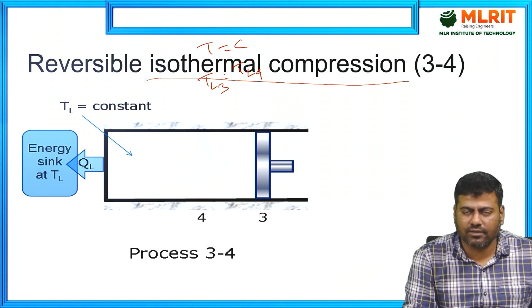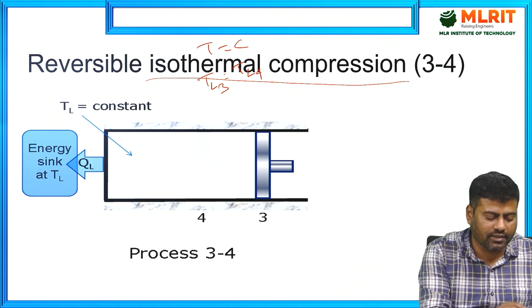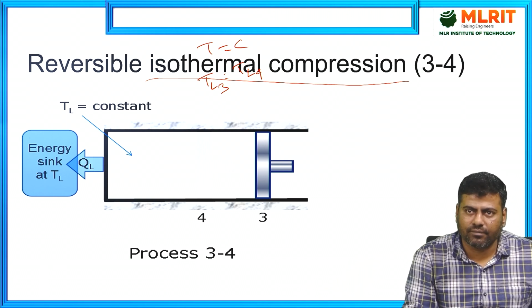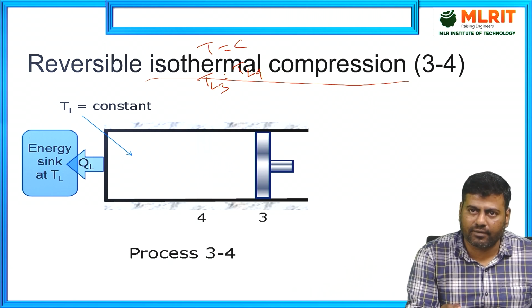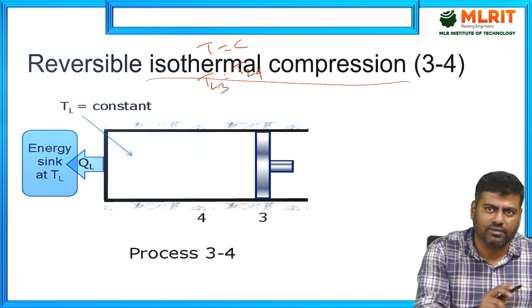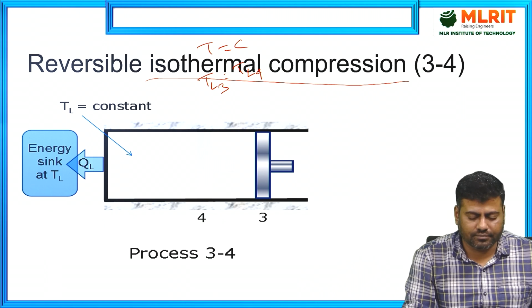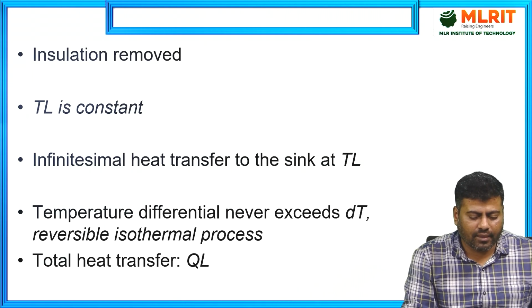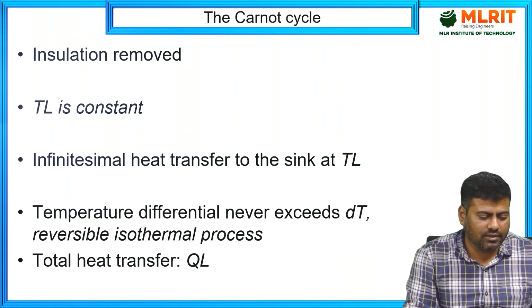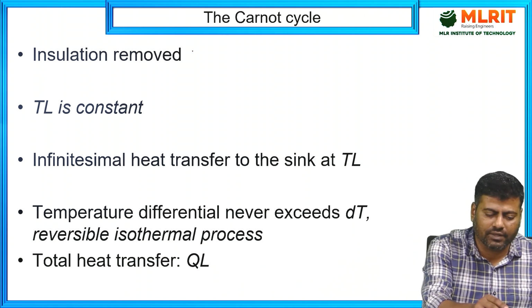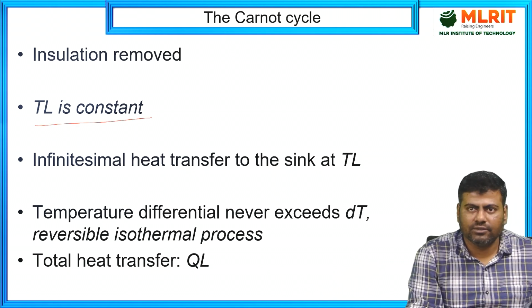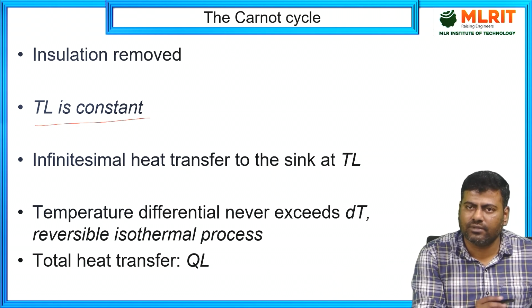Because of the second law of thermodynamics, some amount of energy has to be transferred, so I maintain it at the same temperature. Just as we considered the TH for the energy supplied, here the energy is transferring to the sink. The detailed description of this 3 to 4 process: the insulation is removed from the cylinder head. In that way, we assume TL remains constant, so that I can minimize the heat rejection to the sink.